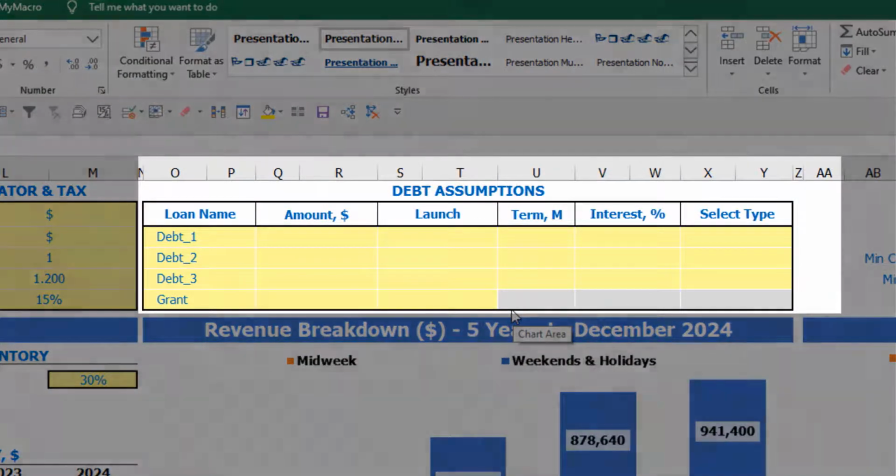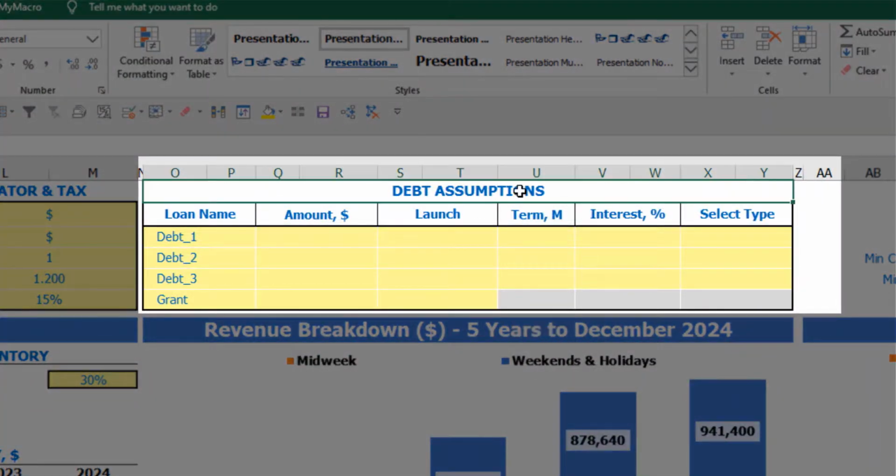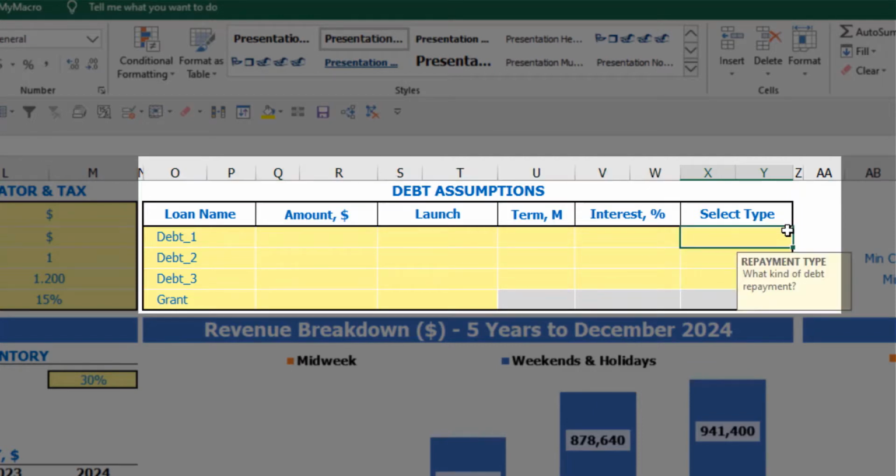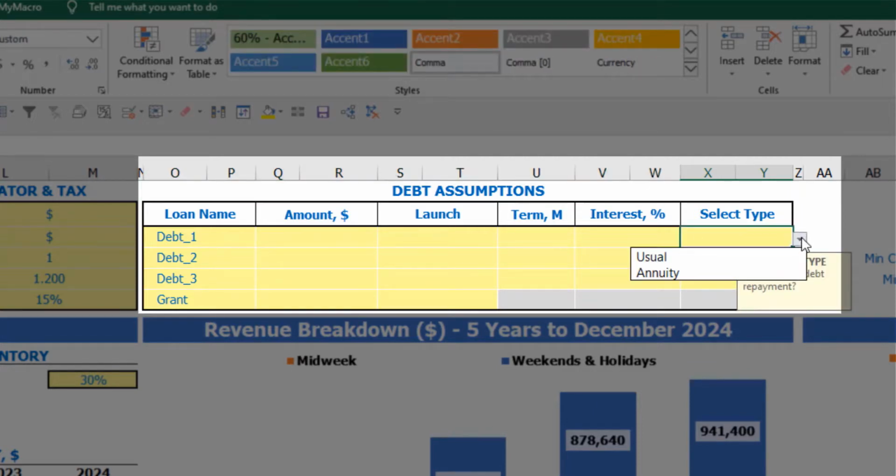Also on the top of the dashboard we have debt assumptions. Let me show you how it works. So for each debt you are able to select the debt type. There are 2 debt types in the model, which is annuity and usual. Annuity means that each monthly payment, which consists of your debt repayment plus interest expenses, will be equal each month.